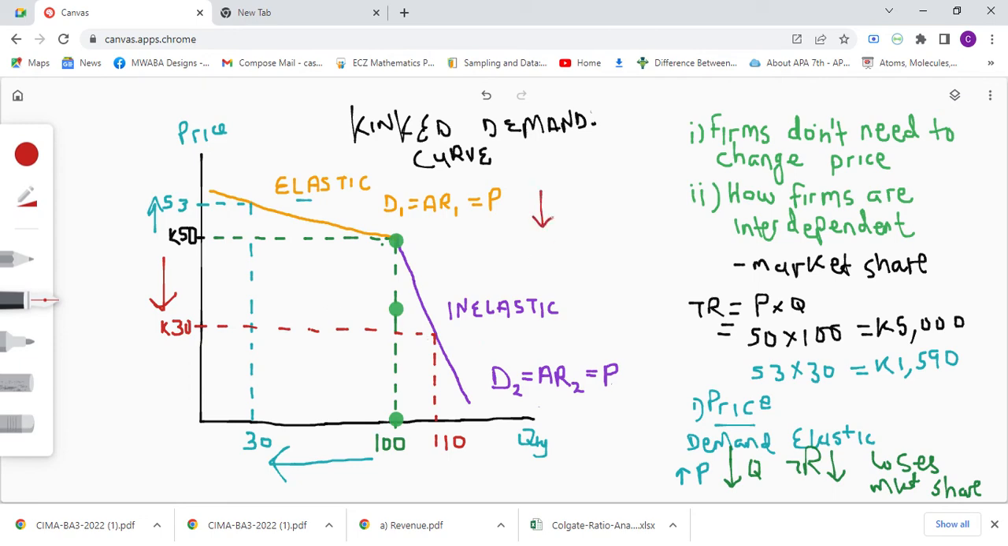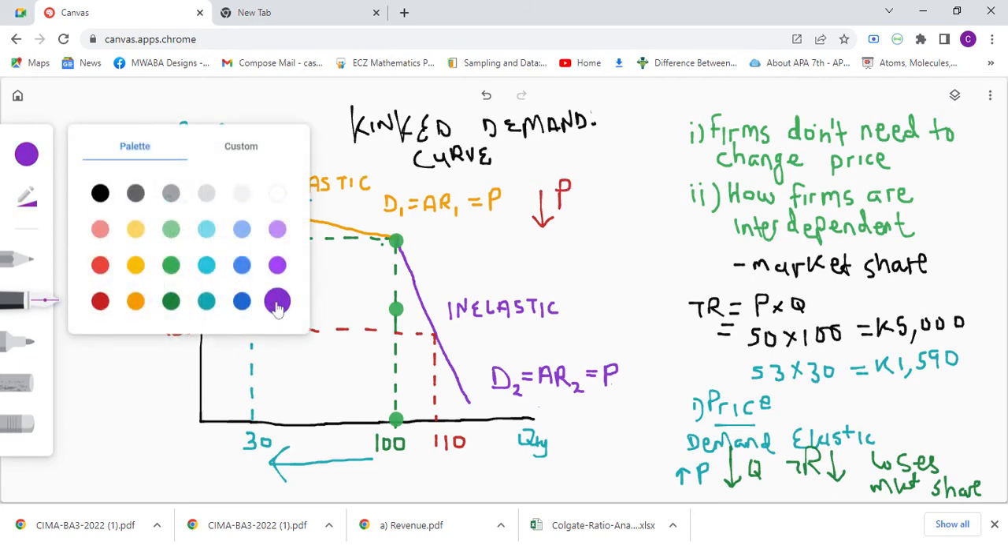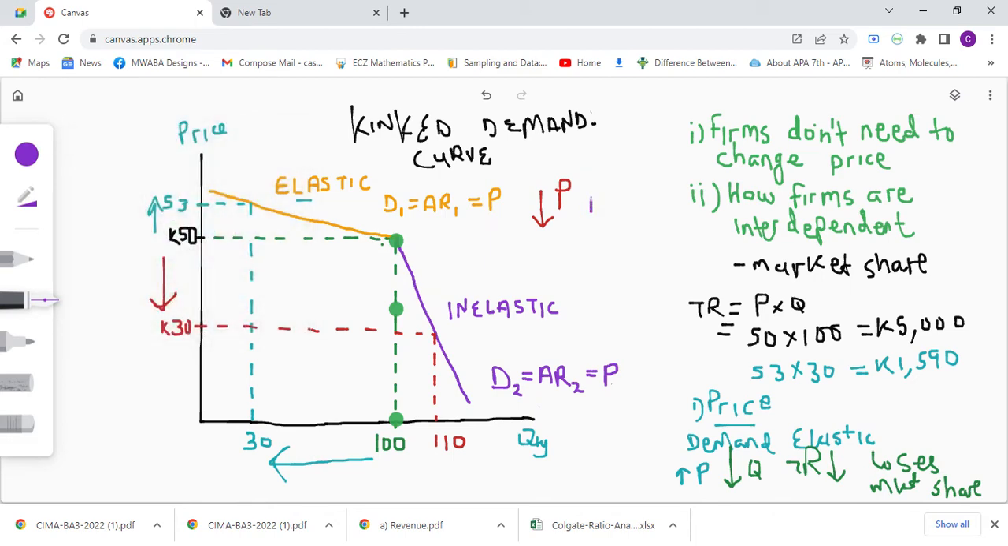We have a very huge drop in price from 50 to 30. That's by 20. A great drop in price will lead to a small increment in the quantity. This is when demand is inelastic.